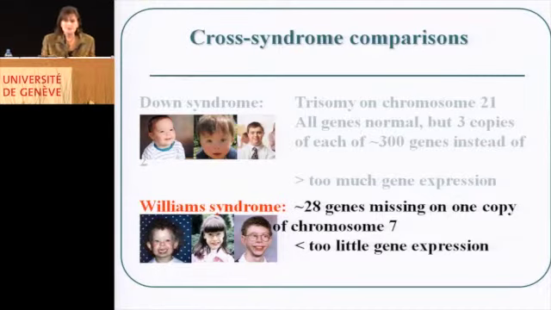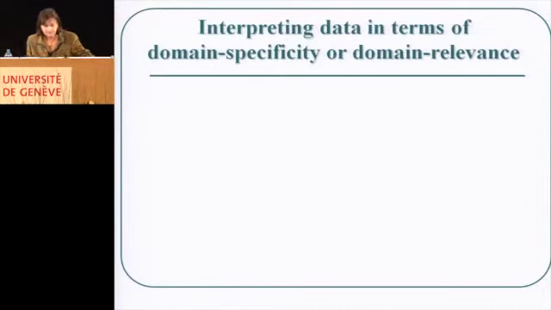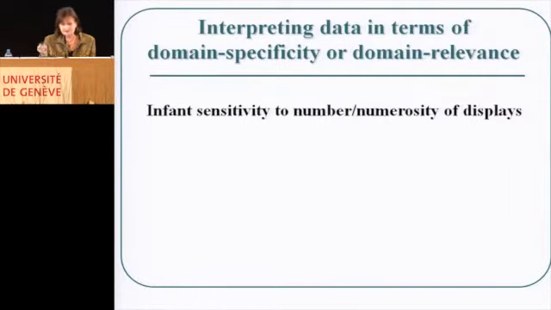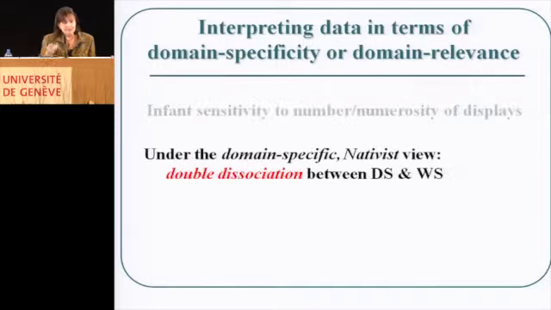So here are two syndromes. They can be matched roughly on IQ, general measures, but they're very different otherwise. And there are two ways of interpreting data. So we looked at infant sensitivity to number, or to the numerosity of displays, and I'll give you some examples next. And under the domain-specific view, if I had been a nativist, I would have said, yippee, I've got a double dissociation between two syndromes. I can send it off to Science immediately, or even Nature. It'll get accepted. This is a big finding.